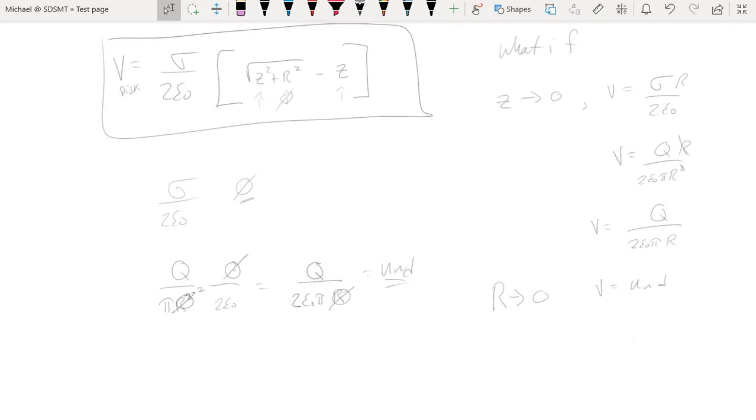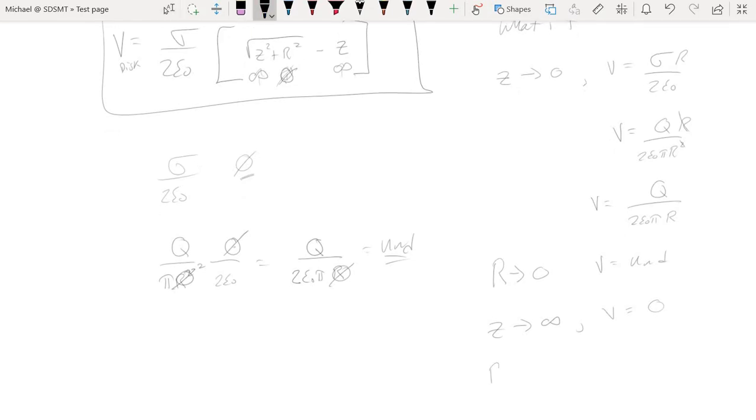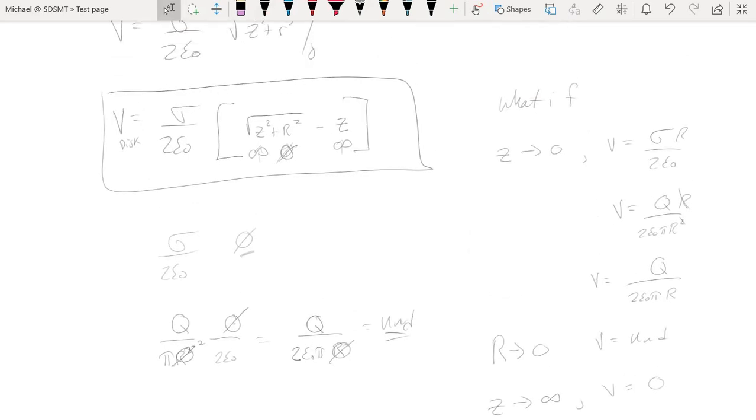Other things that we could try, we could try letting z go to infinity. If we do that, if z goes to infinity, then r basically doesn't matter. The value of r cancels out, and we end up with z minus z, or infinity minus infinity, which would be effectively 0. So in other words, you've gotten so far away from this disk that you can't register its value. Whereas if you let r go to infinity, then the value of z doesn't matter. Z might as well be 0.